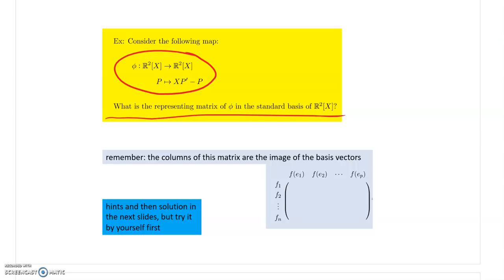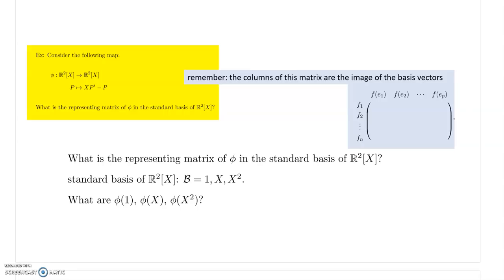Okay, so I think you should now pause the video and try to find the representing matrix of this map phi. Just a few hints if you need a bit of help for that. We said we were going to use the standard basis of R2 of x, the one given by polynomials 1, x, and x squared.